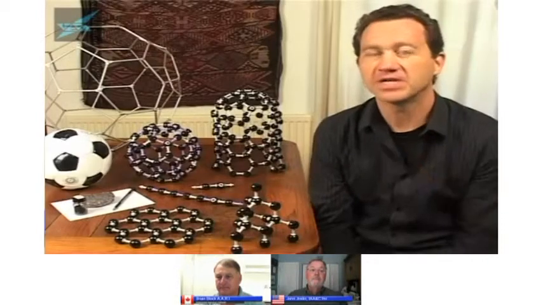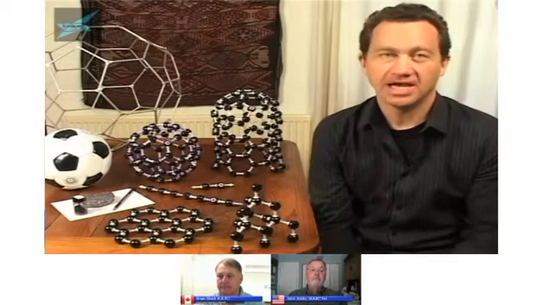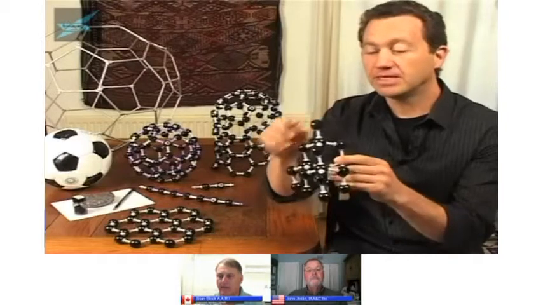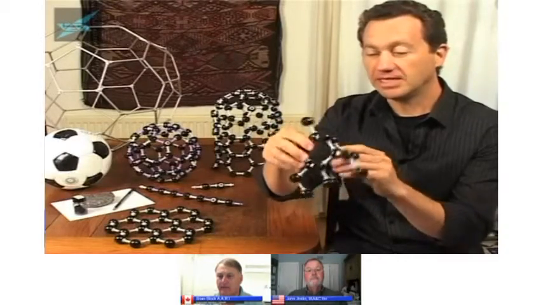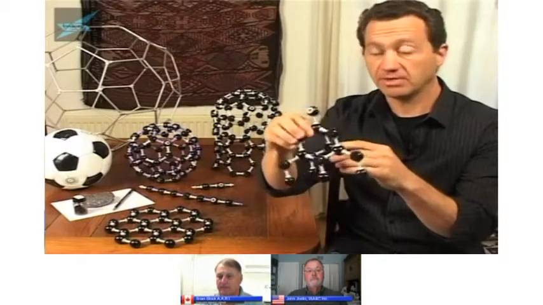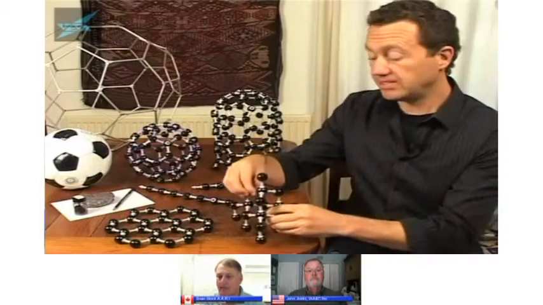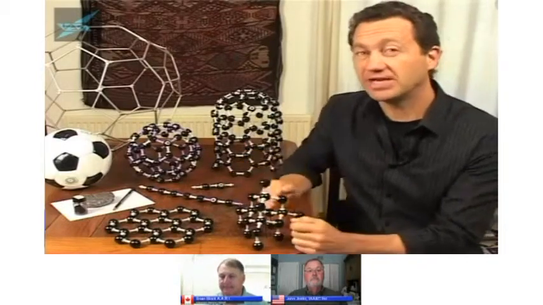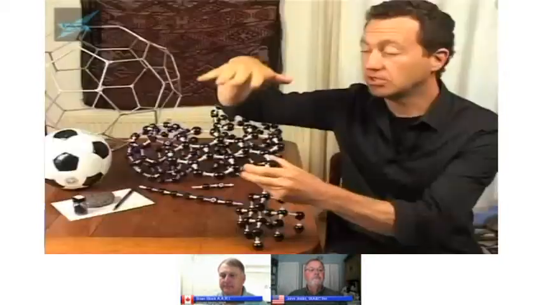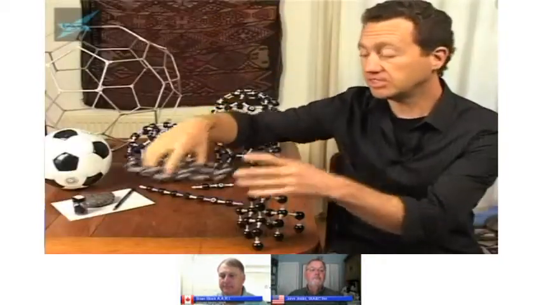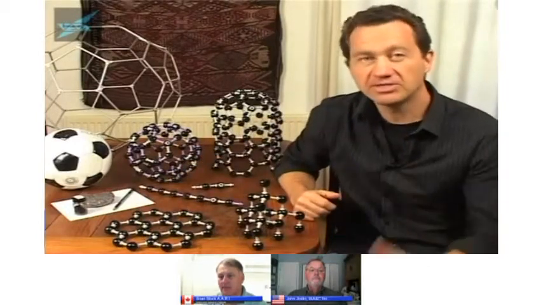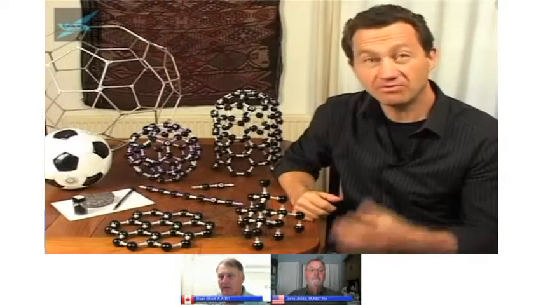Now, the two pure forms of carbon that everyone knows are diamond and graphite. If you look at diamond, it's made of atoms joined together. Each atom's got four neighbors in this tetrahedral, scaffolding-like structure, which is why it's very, very strong. The other form of carbon that everyone knows about is graphite, where the atoms are arranged in hexagon sheets, one on top of the other. But in the last 25 years, a whole range of other structures have been discovered, and they're all really interesting.